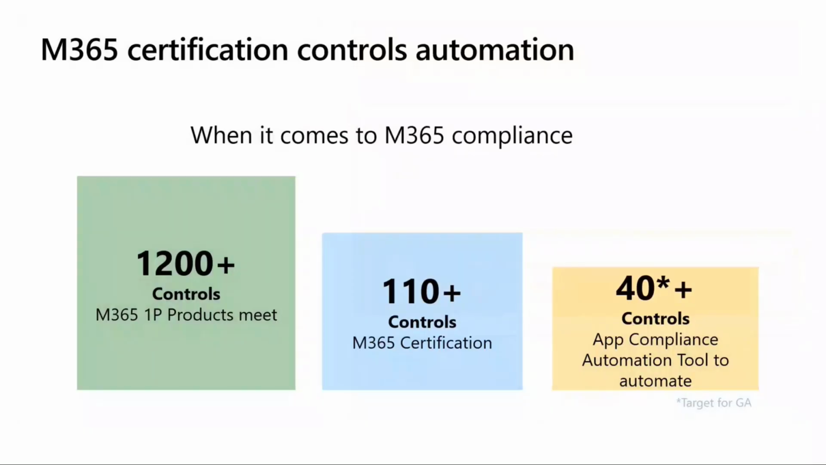Just to take a step back and think about what we're talking about when we talk about control automation: our first-party products today satisfy about 1,200 odd controls. When we created this app compliance program 3 years ago or so, we identified a set of 110 controls which most enterprise customers want.